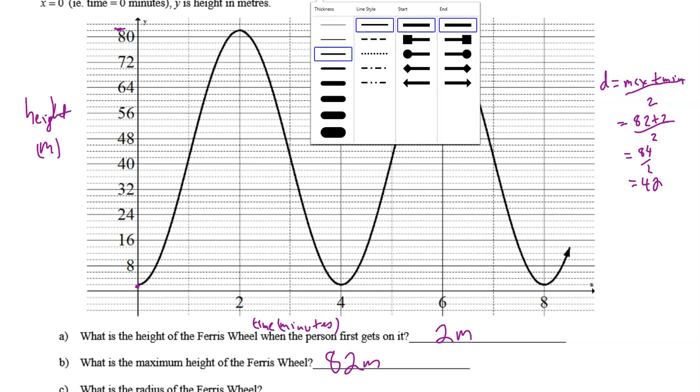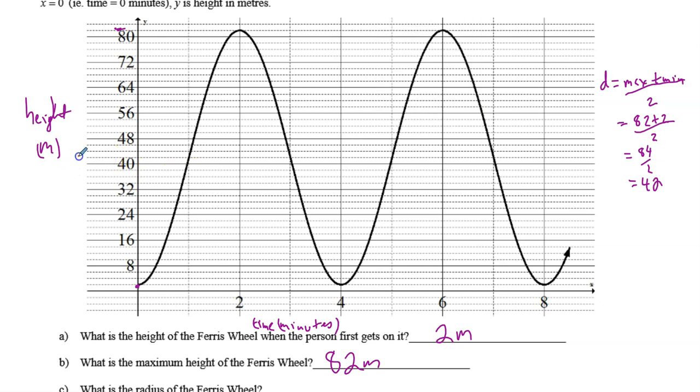So I'm just going to sketch that in. We'll do this in red. At 42 meters, that's d. D is equal to 42. And we'll sketch this in as best we can.